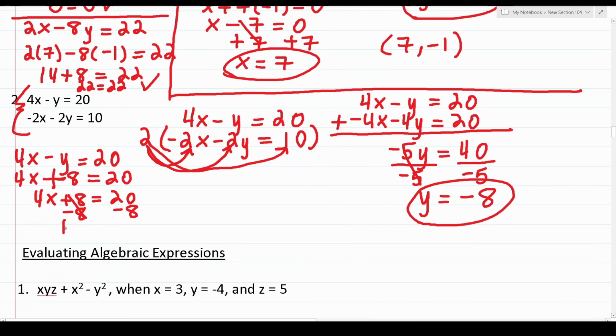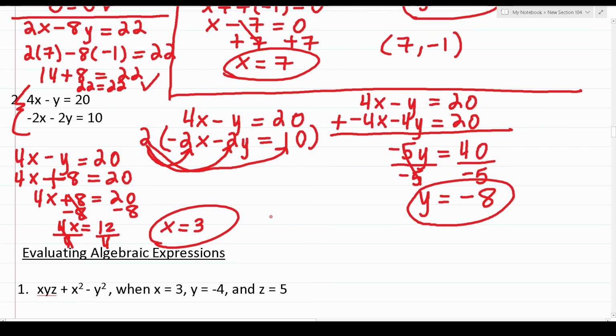This becomes 4x equals, what is 20 minus 8? Of course, that's going to be 12. Now we're going to divide both sides by 4 to get x by itself, and that leaves us with x equals 12 divided by 4, which is 3. And my pen is starting to act up here. So the solution to this system of equations is x equals 3, y equals negative 8.